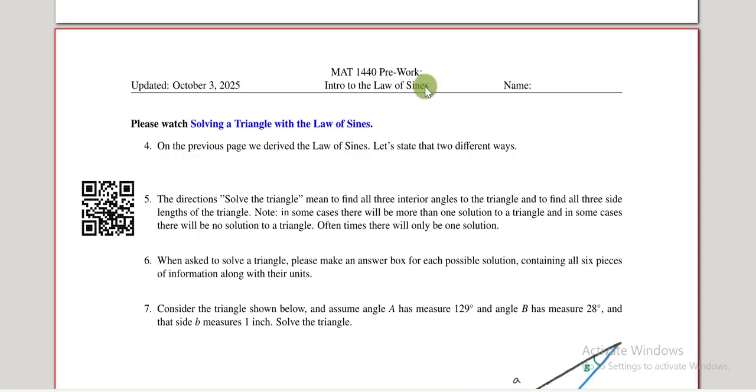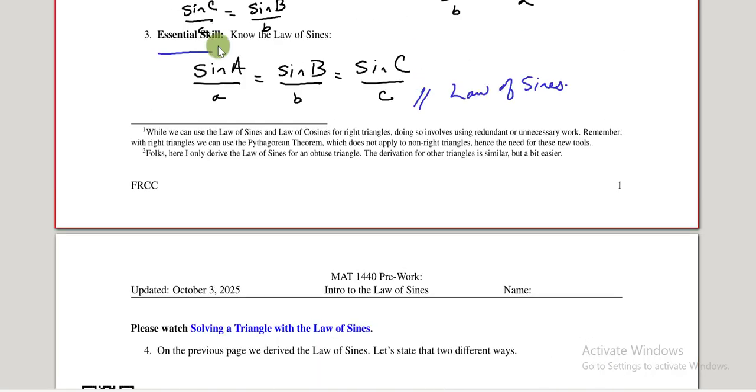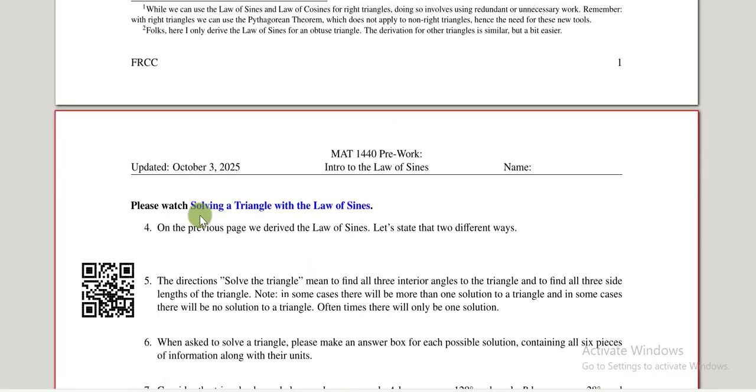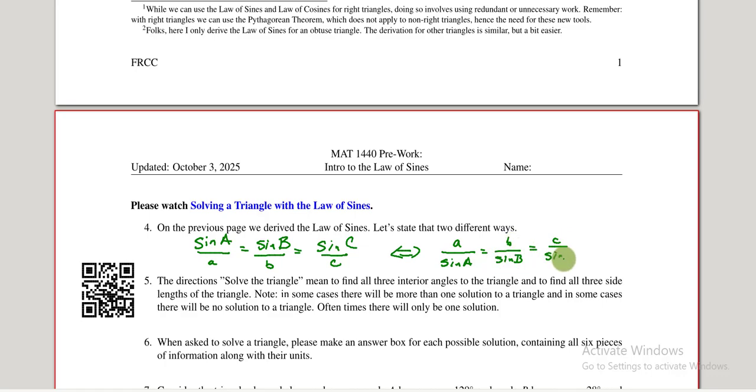So folks, on the previous page we derived the law of sines and we stated it this way. I'd like to state the law of sines another way. The first way is the way we've already done, where we said that the sine of angle A over a is equal to the sine of angle B over b, which is equal to the sine of angle C over c. This is the same thing as inverting each of these fractions. So another way you could give the law of sines is to write a over sine A is equal to b over sine B, which is equal to c over sine C.